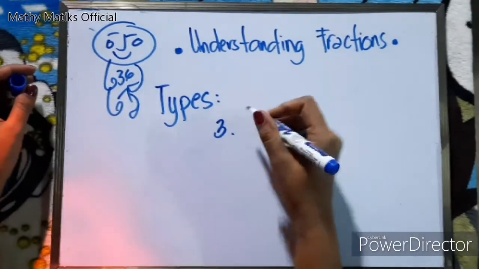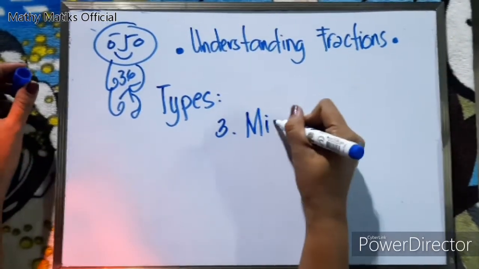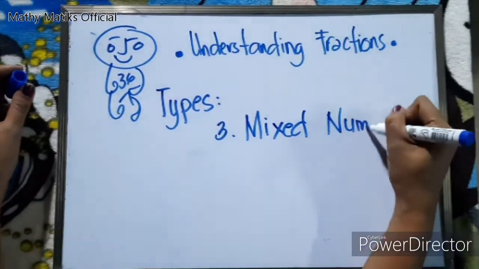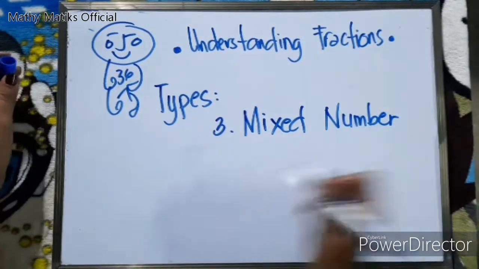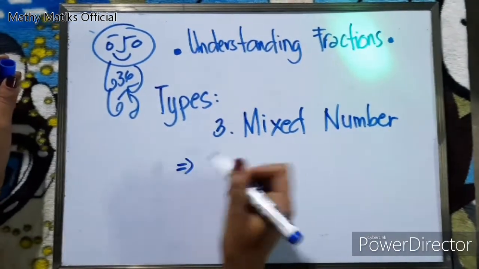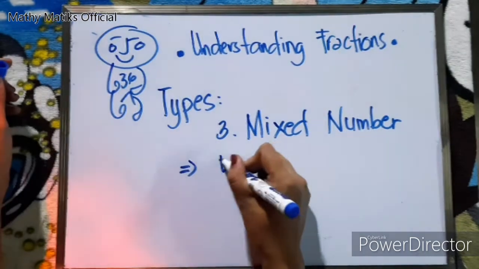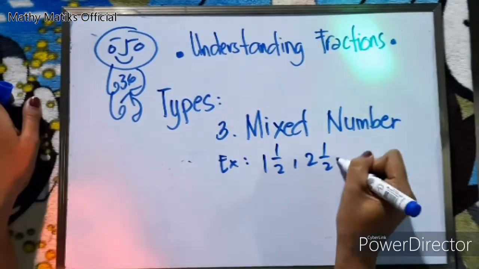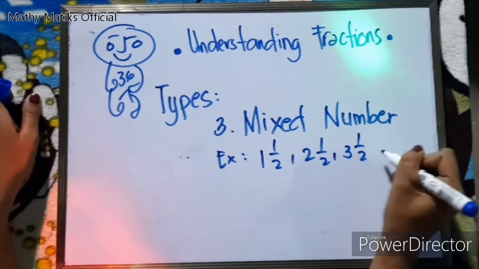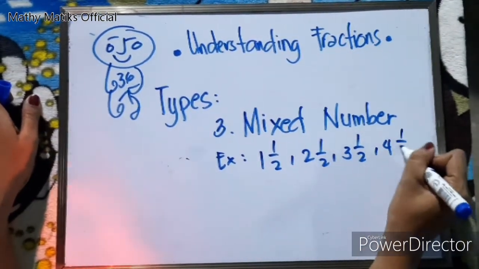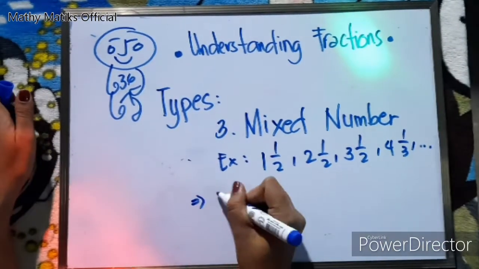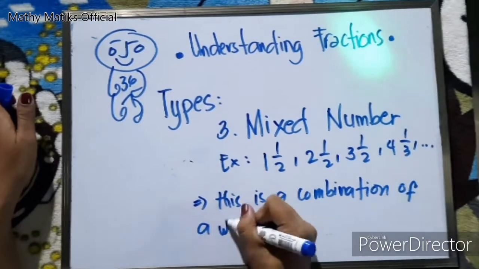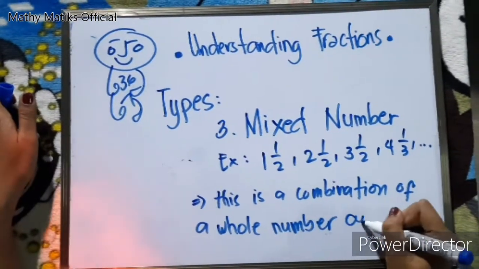Okay, the last type is the so-called mixed number. This is just a combination of a whole number and a fraction. Any whole number combined with a fraction is called a mixed number. Examples: we have 1 1/2, 2 1/2, 3 1/2, 4 1/3, and so on.